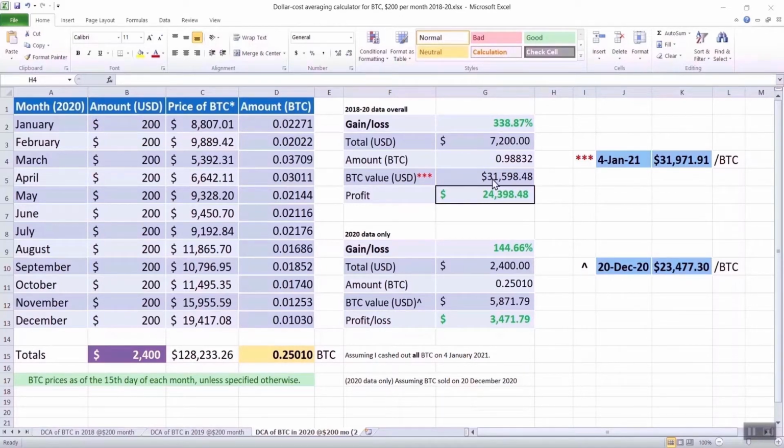Shortly, we'll have a look at some of these statistics on a line graph and how they compare with gold and some other assets as well.